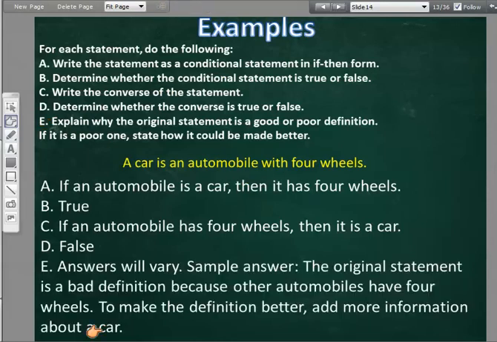Oh, it's long. It says, the original statement is a bad definition because other automobiles have four wheels. To make the definition better, add more information about the car. Okay, more info.